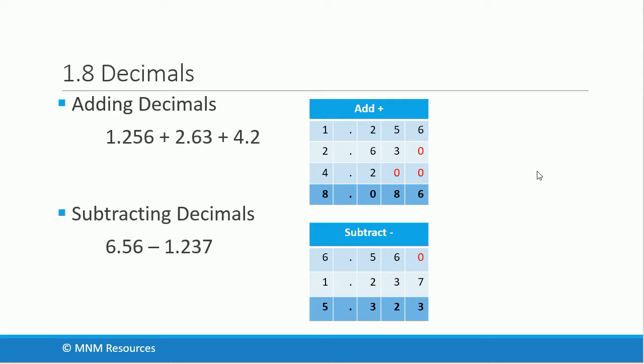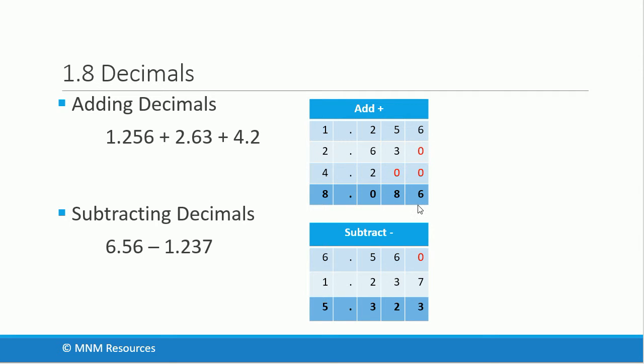Now let's look at decimals, particularly adding, subtracting, dividing and multiplying decimal values. In this particular slide, we're going to look at adding and subtracting decimals. When you're asked to add or subtract decimals, the first thing you need to do is make sure that the digits before and after the decimal point of the values in the questions line up well with each other. So in this example, you have 1.256, 3 digits after the decimal point, 2.63, 2 digits after the decimal point, and 4.2, 1 digit after the decimal point.